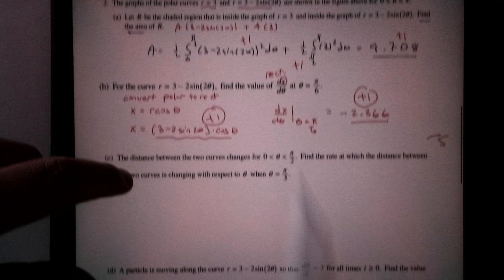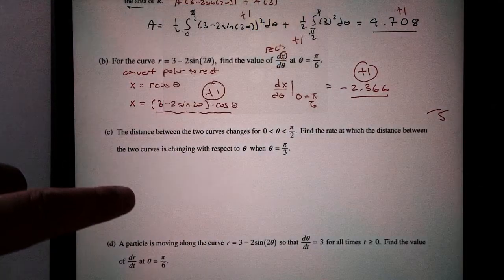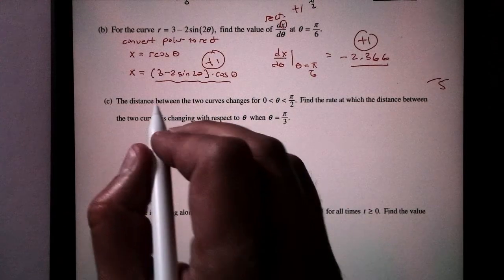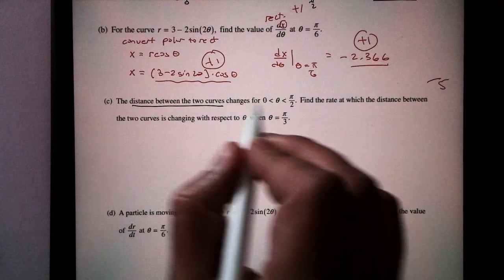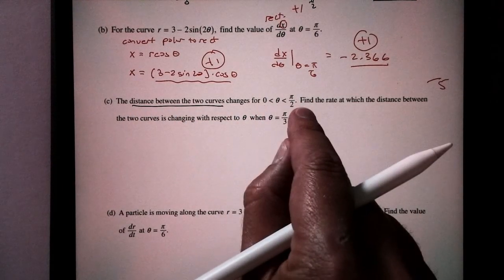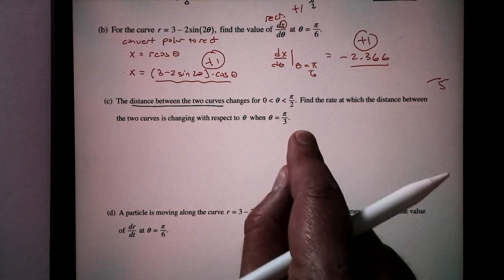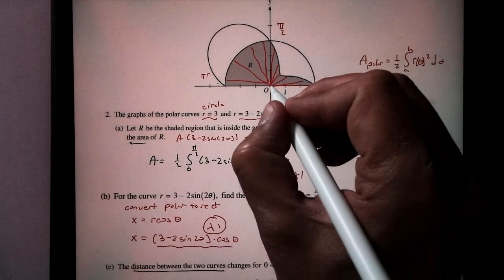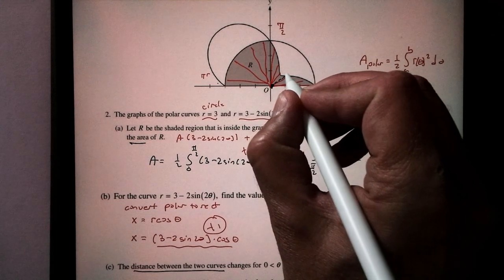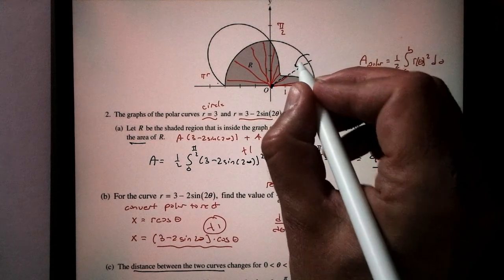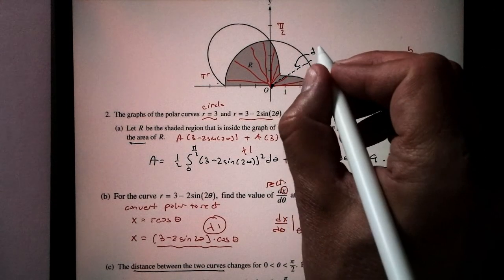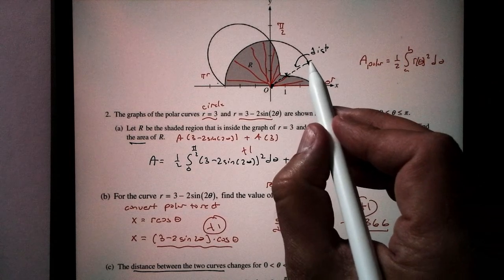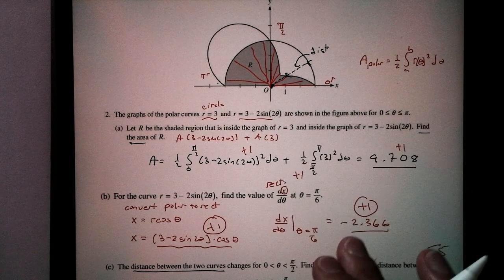All right, for part D, it says we want the distance between the two curves. The distance between the two curves is only in the first quadrant. So I can write that out pretty easy. Before I do anything else, I'm just going to find the distance. If I go up here to my graph, the distance between the two curves is this part. This is the distance I want from here to here. Notice, it's the circle minus that weird polar function.